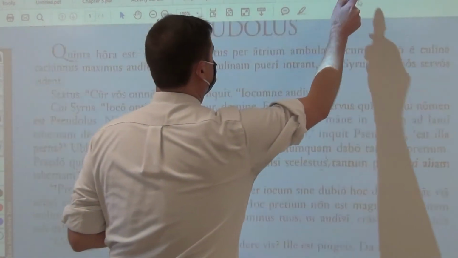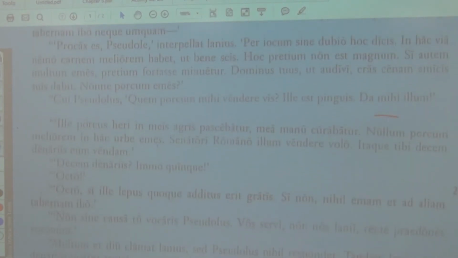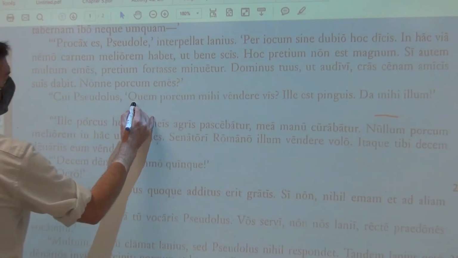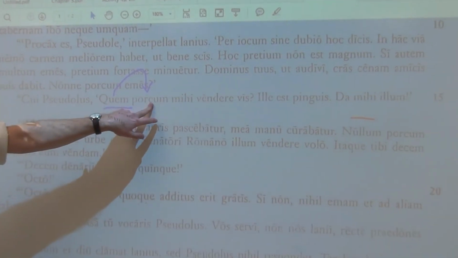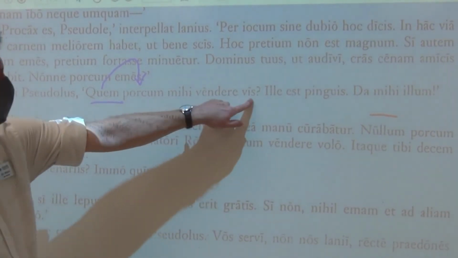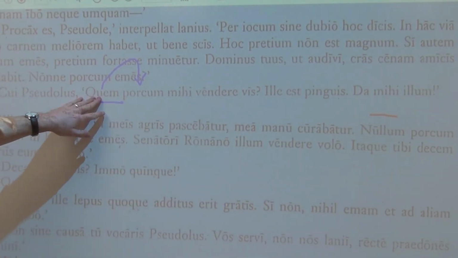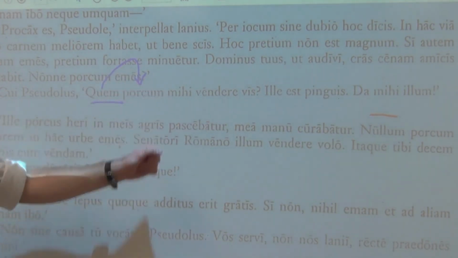You can see it in chapter 31. Here, the interrogative adjective. Quem porcum? Which pig do you want to sell to me? And so in that way, obviously, you have the adjective modifying it.